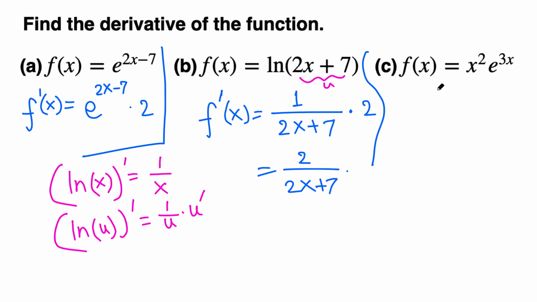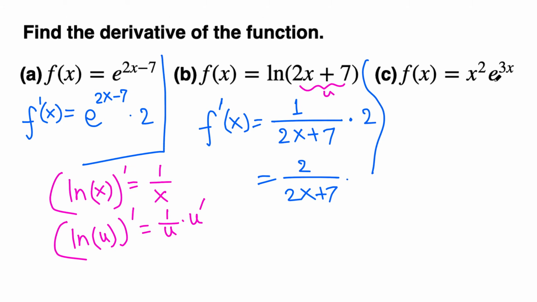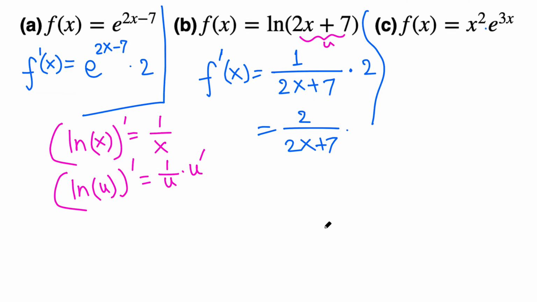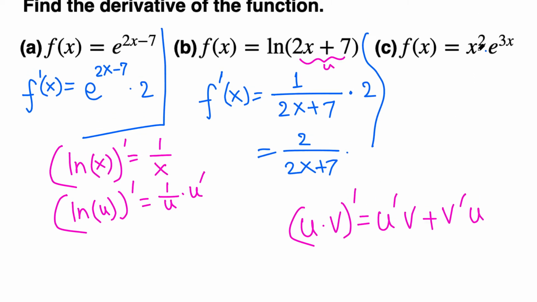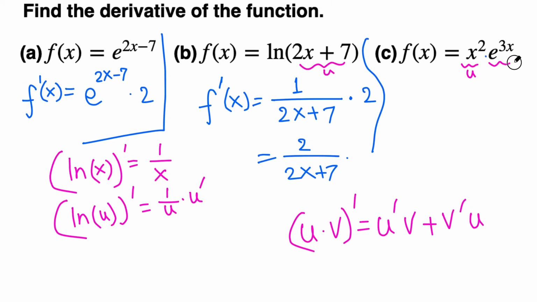Now here comes the function equals x squared e to the 3x. Here is times, so we have a product. And we know that when we have a product of two functions, u and v, and when we find its derivative, we use the product rule, which is the derivative of the first factor times the second, plus the derivative of the second factor times the first. Okay, this is like u and v, uv. So we use this formula.